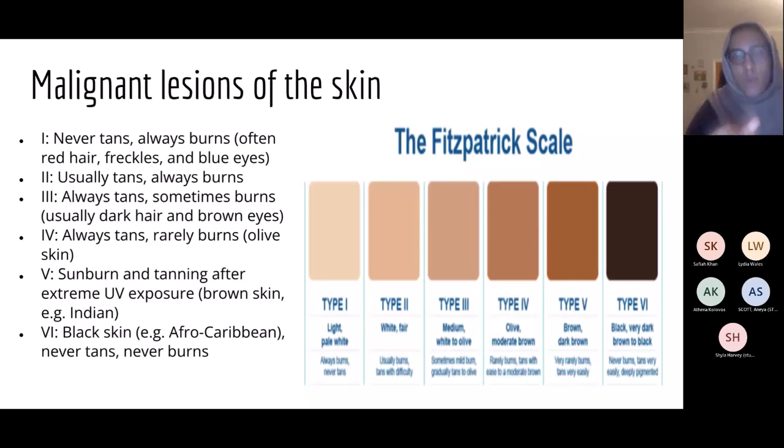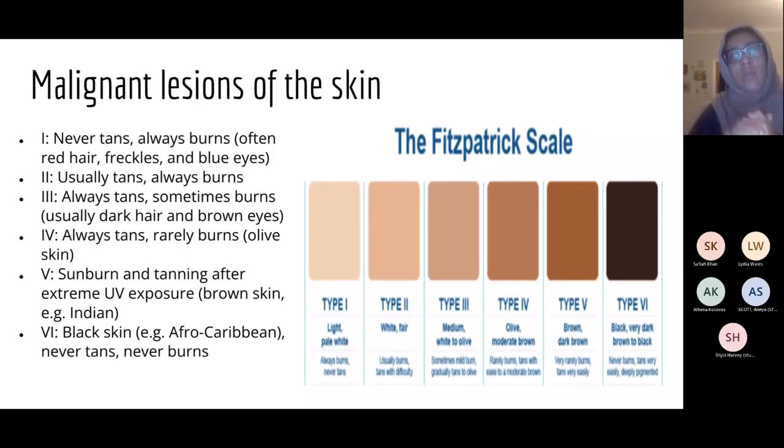And again, why it's important to mention this is that when you're trying to, say, refer someone over the phone, you might want to mention the type of skin tone that they have, because again, it helps categorize that risk factor. Obviously, if you're taking a history from someone, you can see what skin tone they are.